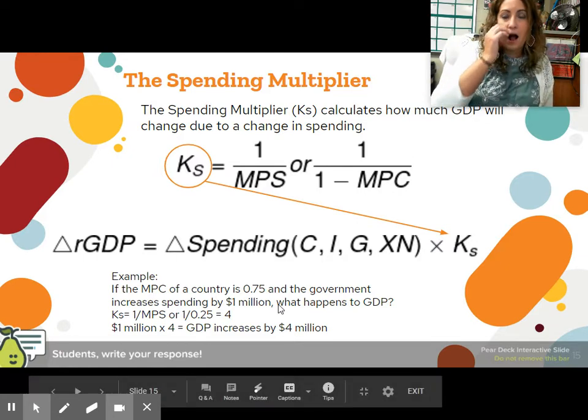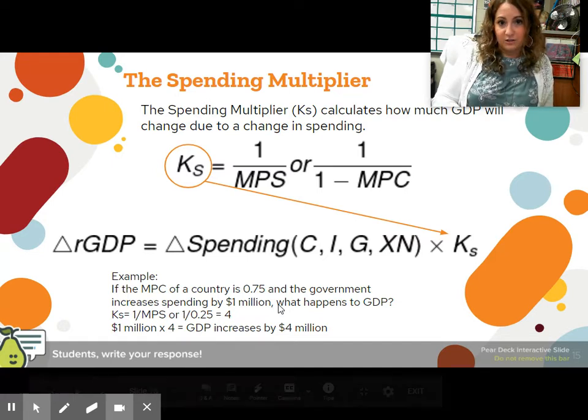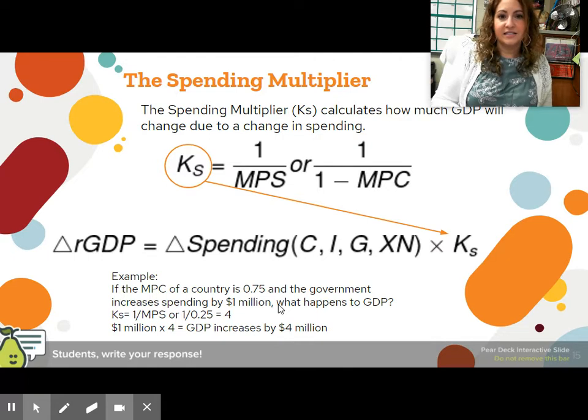So I'm going to give you some practice questions. They are going to be challenging. It is a skill that you need to practice because we're going to be doing these spending multiplier problems for every test from here on out.